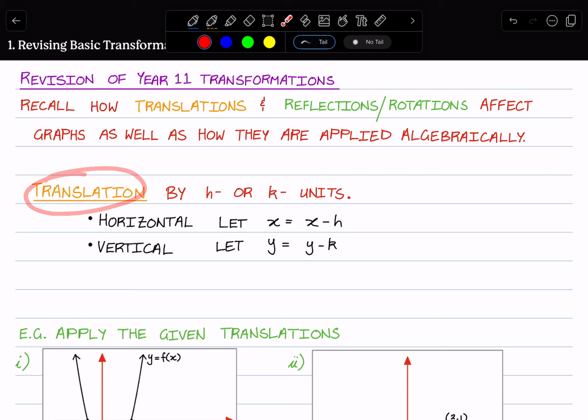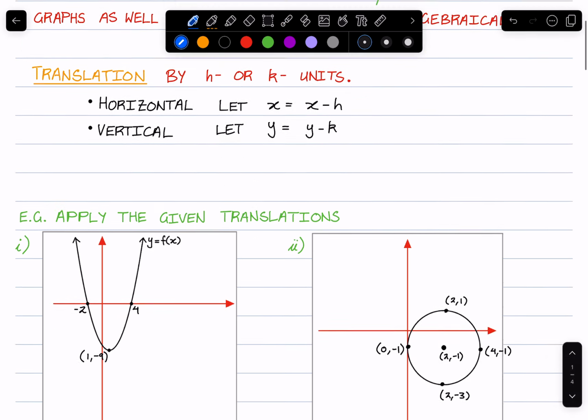For translations, if we want to move something h units or k units horizontally or vertically, it is actually a substitution of x equals x minus h for h units to the right. And for vertical translations, we substitute y for y minus k for k units up. When we want to move to the left, we let h or k be a negative number, which would give us x minus h, or it would just simplify to x plus h or y plus k. So now let's take a look at this with just these two examples.